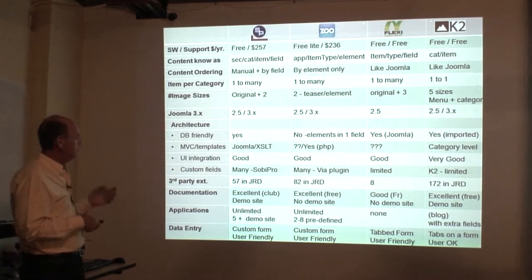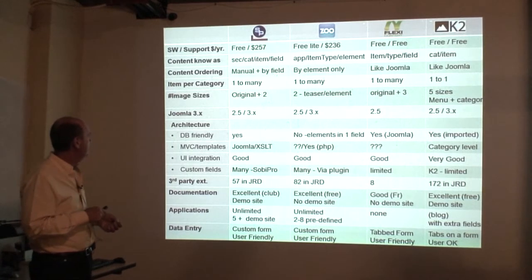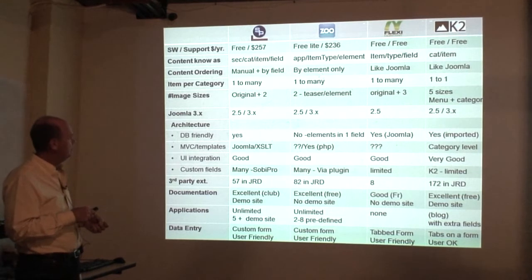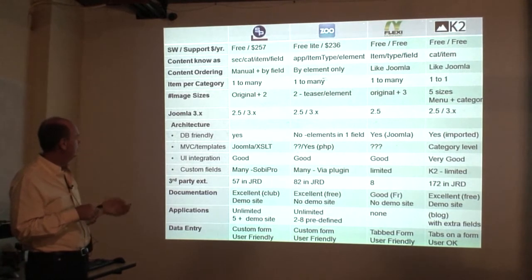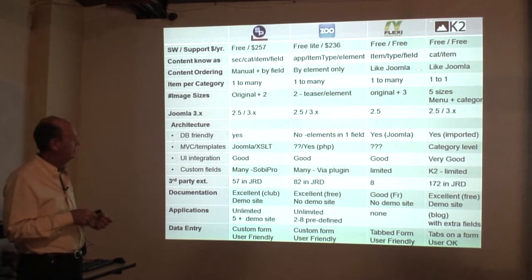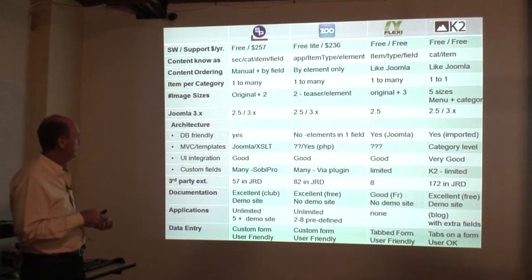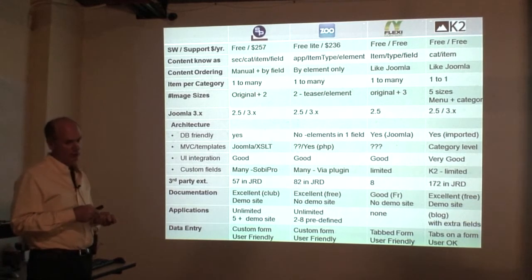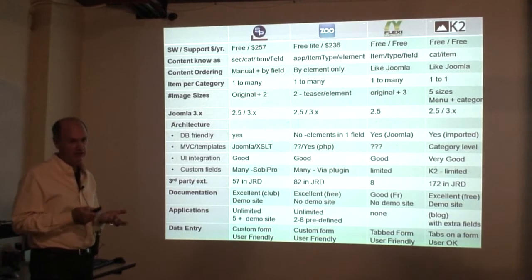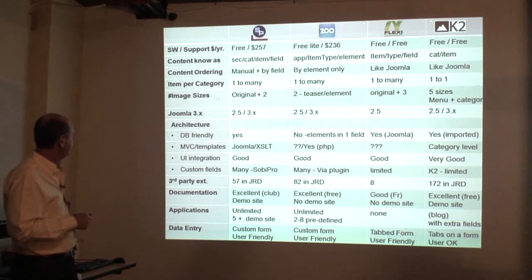Content ordering: how can you order your content manually or by fields, by element only, like Joomla, which means by field, and also manually, or by date or number of hits. Items per category, and this was the important one to me. It's either one-to-one or one-to-many. So Joomla has one-to-one right now. I wish they would do one-to-many.